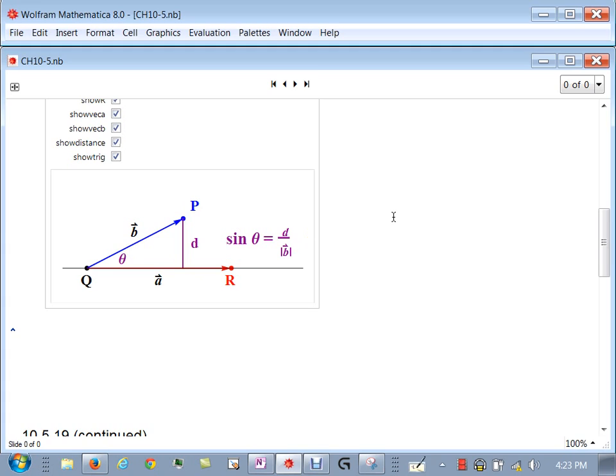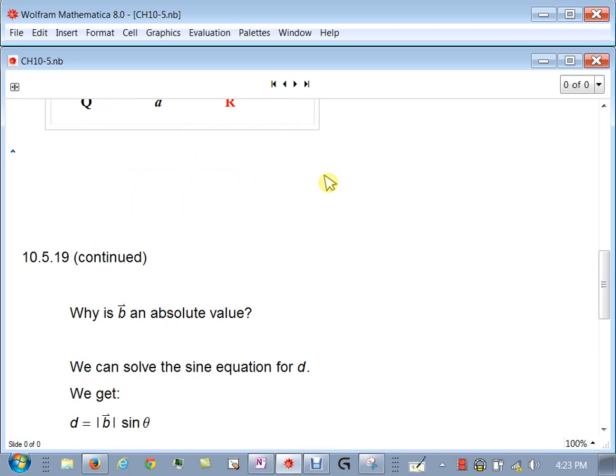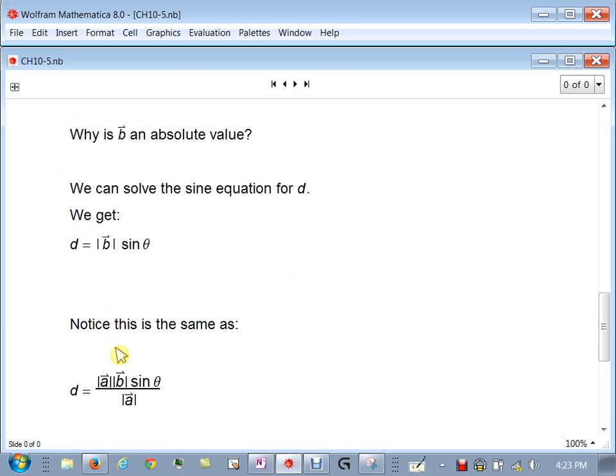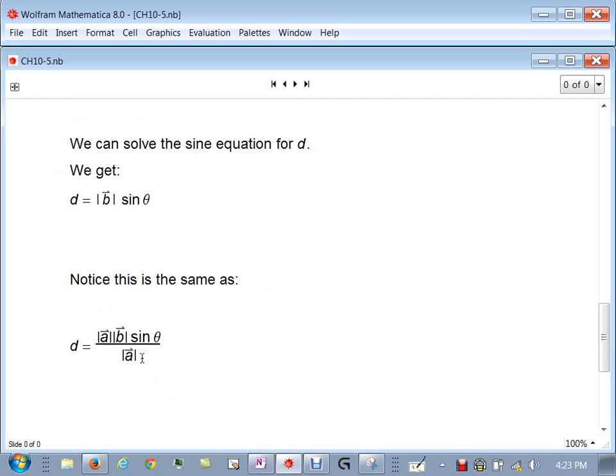Let me look at this right here. We want to know what d is. I can multiply both sides by the magnitude of b, and that would give me this. Now this is the tricky part. What happens from here to here? I just introduced a 1, didn't I? I didn't do it, someone else did this, but I'm just showing it to you.